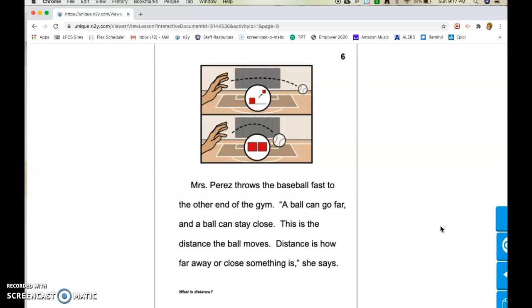So these pictures help us again, don't they? The distance is how far away something is or how close. Also notice in this picture, this baseball that's far away looks a lot smaller and the baseball that is up close looks a lot larger. So that's how you can tell in a picture if something is far away or close up.